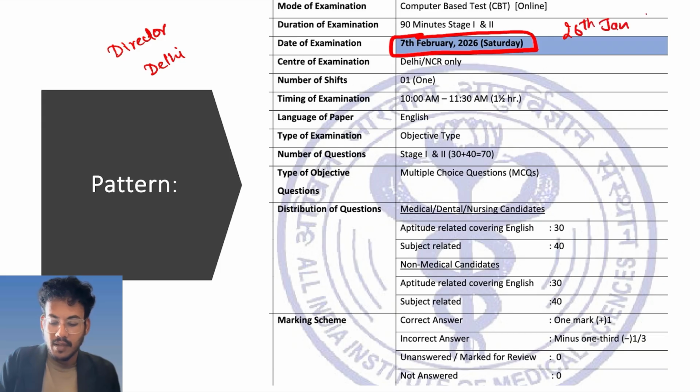The deadline would be 5 p.m. So do register before 5 p.m. Don't register on 26 Jan because the server might hang up. So always register before it.